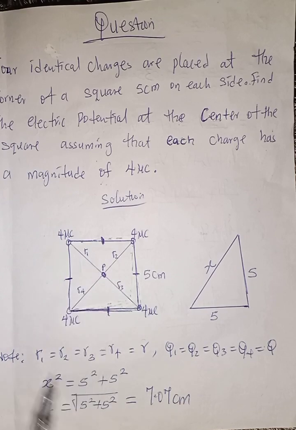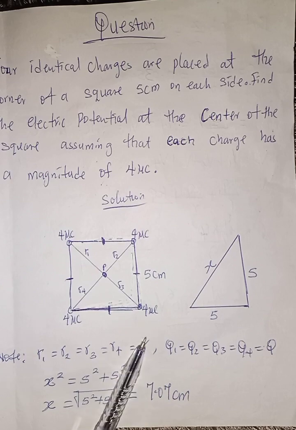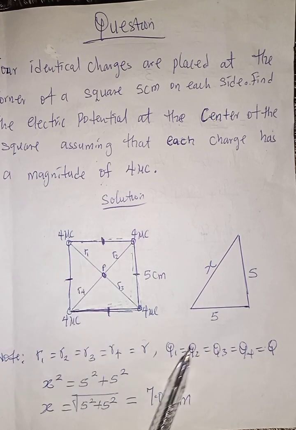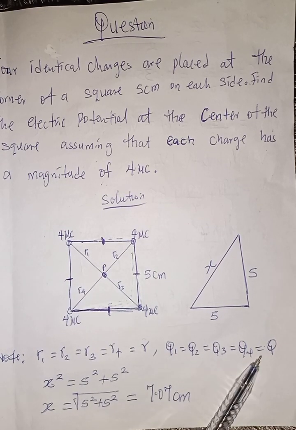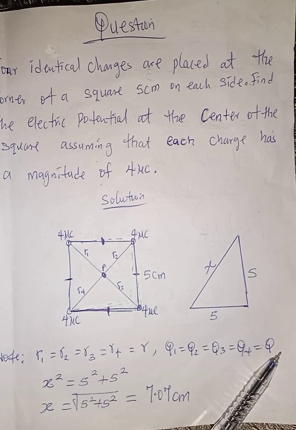So, r1, r2, they are all the same thing. And let's call them r, since they are the same. The same thing from the question. Q1, Q2, Q3, Q4 are the same. Let's call them Q, since they are the same thing.